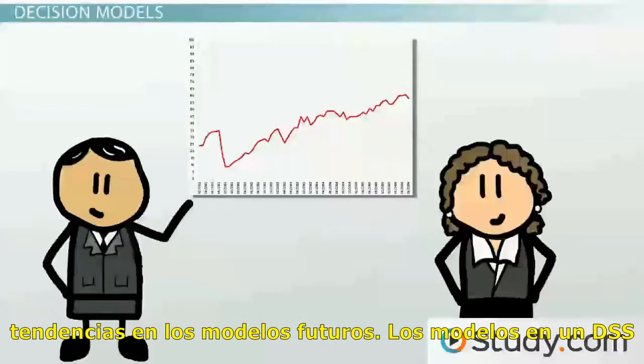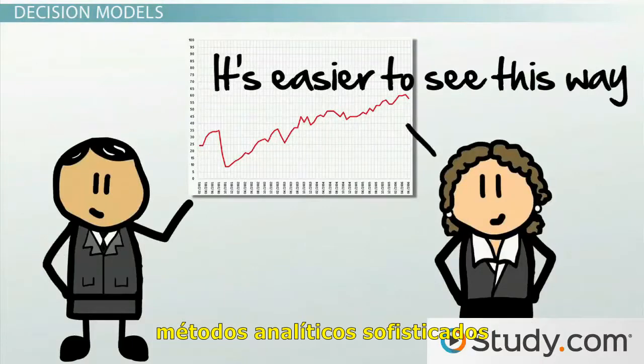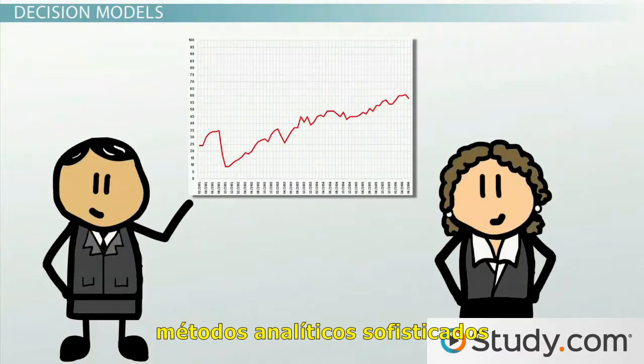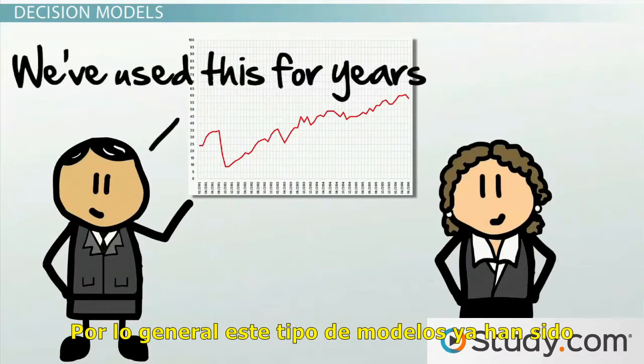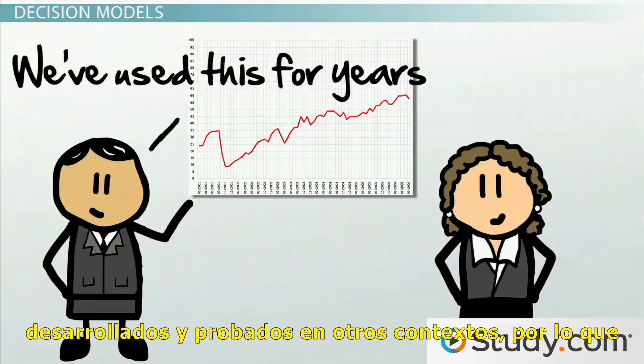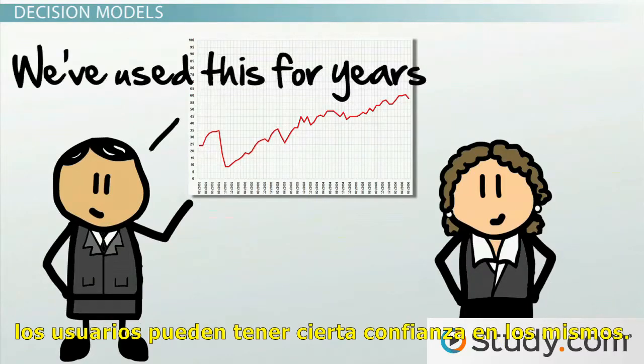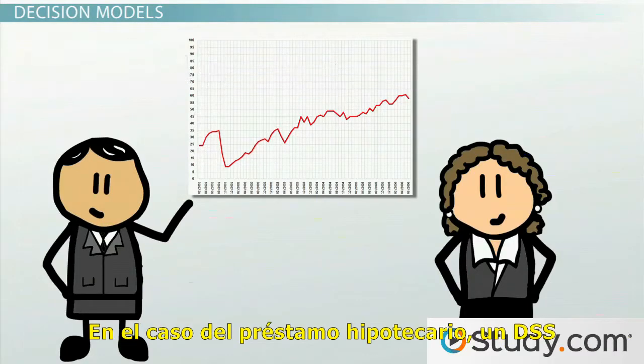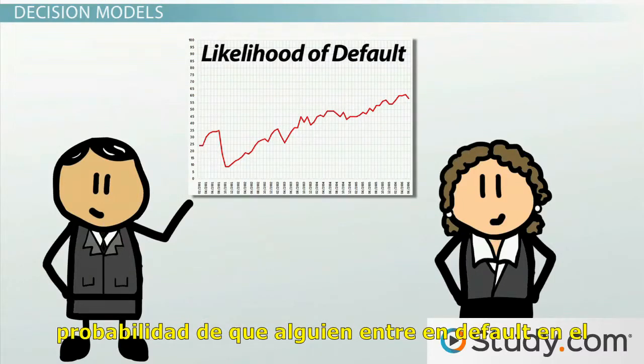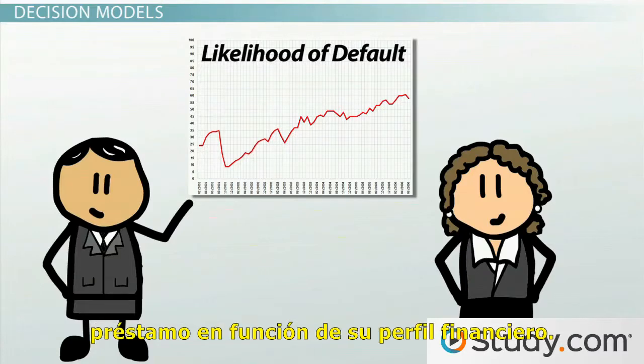Models in a DSS provide relatively easy access to sophisticated analytical methods. Typically, such models have already been developed and tested in other contexts, so users can have some confidence in them. In the case of the mortgage loan, a DSS could include a model that predicts the likelihood that someone will default on their loan based on their financial profile.